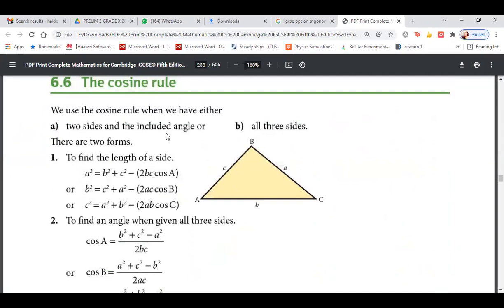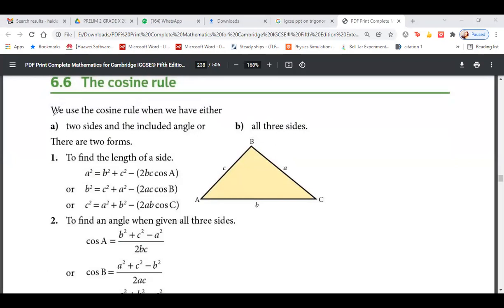Now look here clearly, they have mentioned we use cosine rule when we have two sides and the included angle. What do you mean by included angle? Included angle means the angle in between. We need to have that angle in between, then only we can use cosine rule. So if we have, let's suppose I annotate over here.